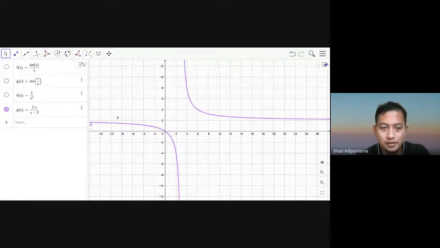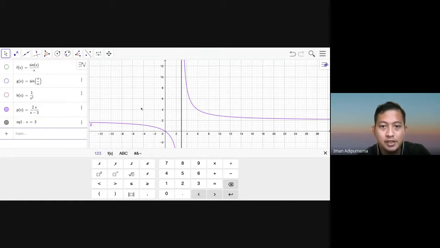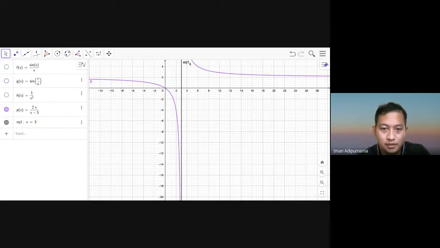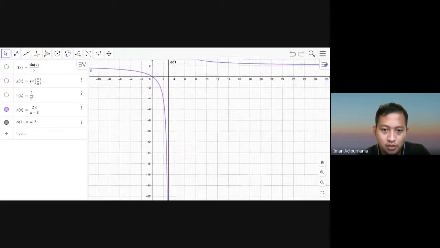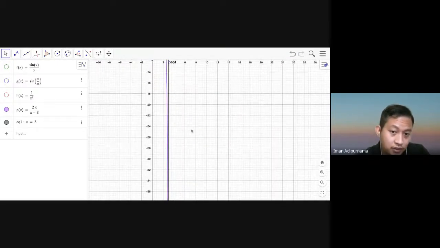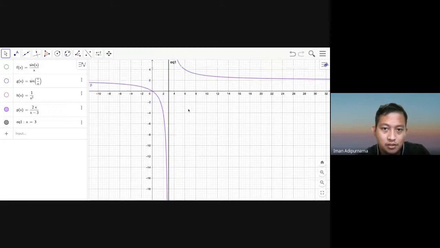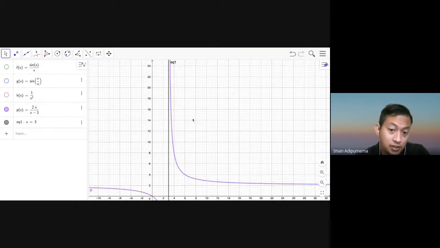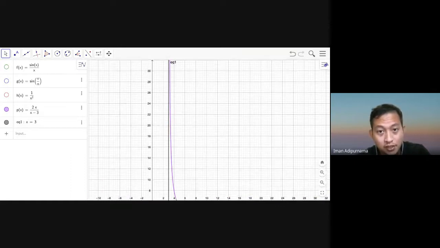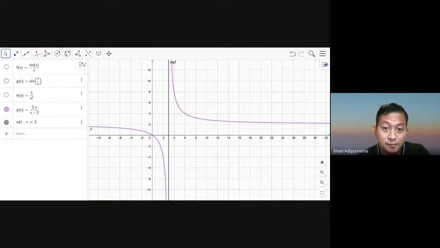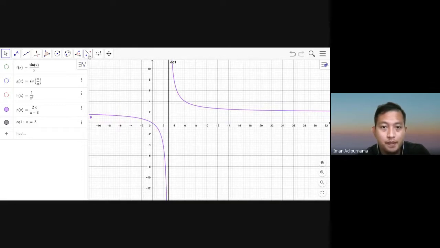If you look from the left, it's going down. If you look from the right, it's going up, right? So this is quite interesting. But it has the same asymptote, right? It's x equals 3. Let me write x equals 3. Yeah, that's our asymptote. When x approaches 3 from the left, it's getting negatively large, negative infinity. When x is getting closer to 3 from the right, it's getting positive, positive infinity.